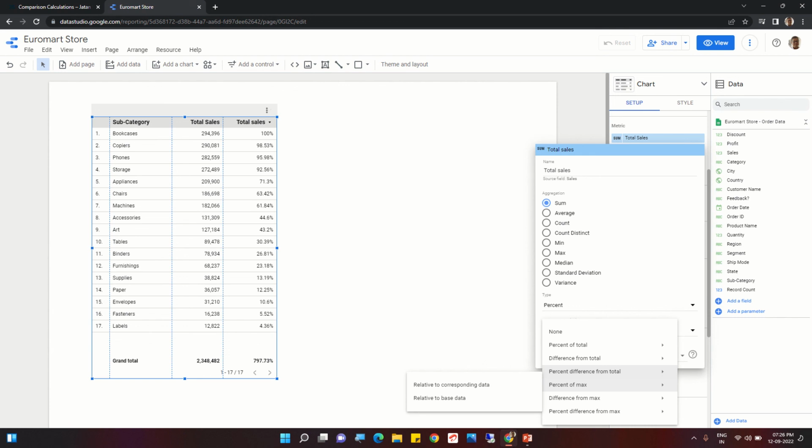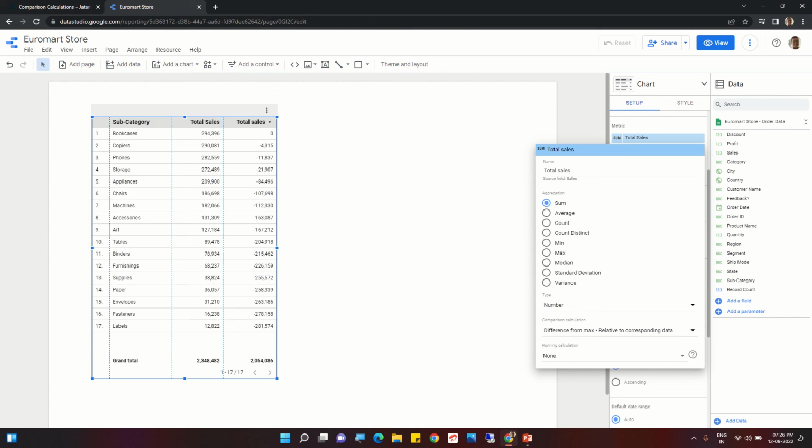Suppose when it comes to phones, 282,559 is of 294,396. This is just 96.98%. Similarly, you can see the difference from maximum relative to the corresponding.